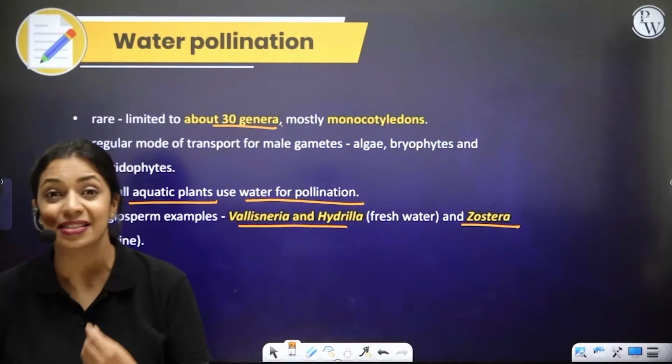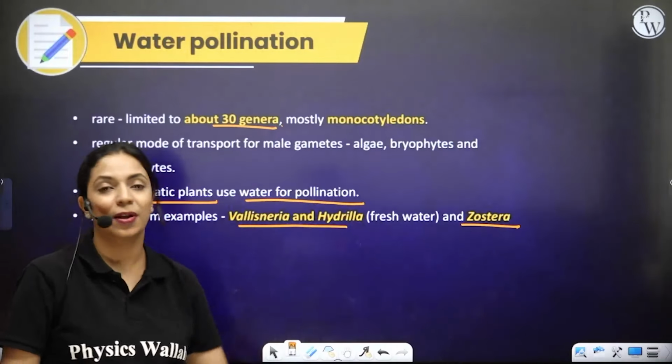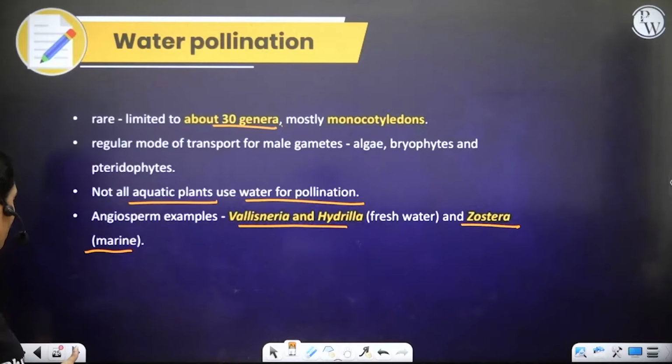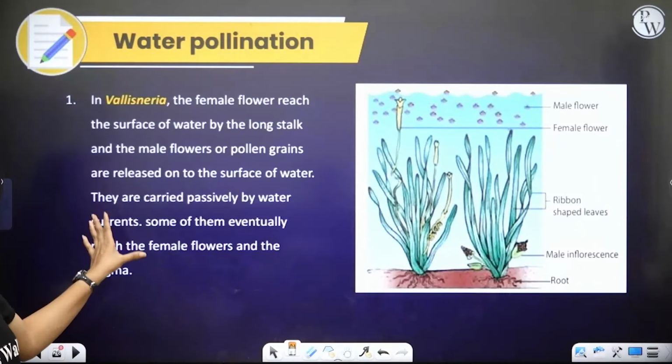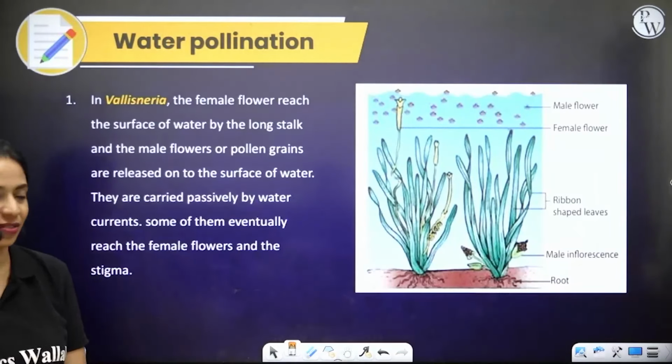It is also called seagrass. Okay, so in these plants we can see water pollination. Now let's understand how water pollination happens in Vallisneria.